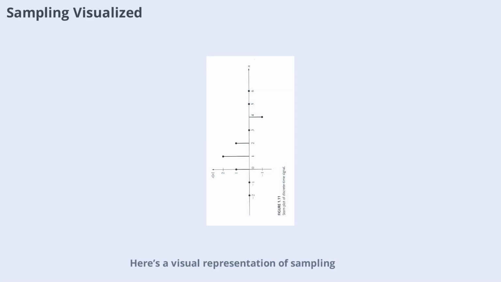Here's a visual representation of sampling. The continuous signal is shown alongside its discrete samples, illustrating how information is captured at specific points in time. Uniform and non-uniform sampling are both possible, but uniform sampling is most common in digital systems. Later, you'll learn about the sampling theorem, which defines the conditions for perfect signal reconstruction.